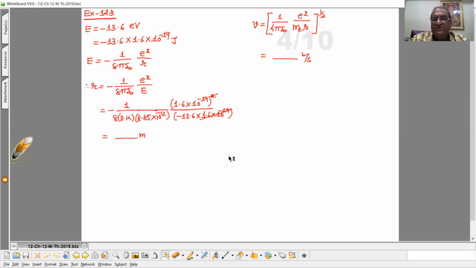Then we have the equation for orbital speed. V is equal to 1 upon 4 pi epsilon 0 into e square upon m e r, raised to 1 by 2. Now here substitute the values of e, epsilon 0, mass of electron, and the value of radius which was calculated here. Substitute it in this equation and then solve. You will get the orbital speed of the electron. Clear to all of you?